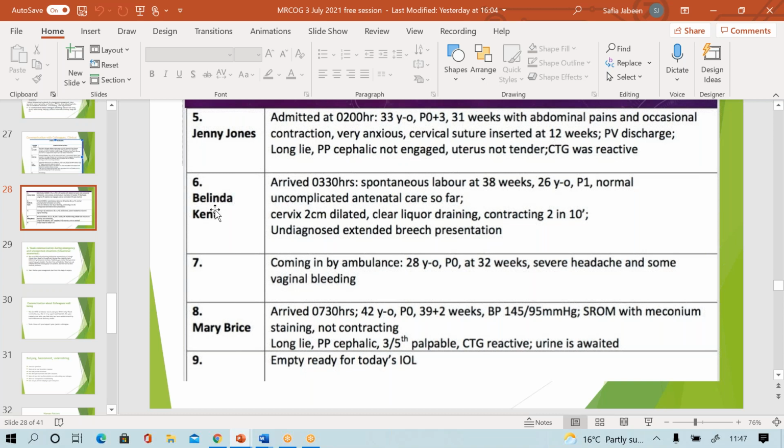Is there any other risk factor? As I said, a quick question: have there been any other risk factors, maternal or fetal, in this pregnancy or in the previous pregnancies? And if there isn't, that's fine. You will say, I will send one of my senior midwives.